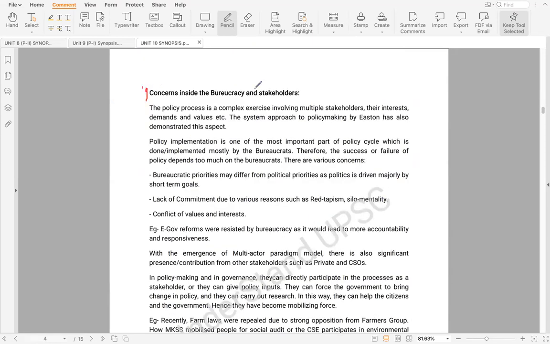Hitting on the second part of the thesis statement, which is the concerns inside the bureaucracy and the stakeholders. What are the concerns? The policy process is a complex exercise involving multiple stakeholders, their interests, demands and values. The systems approach to policy making by Easton also demonstrates this aspect. Policy implementation is one of the most important parts of the policy cycle, which is done by the bureaucracy. Therefore, the success or failure of policy depends very much on the bureaucrats. There are various concerns. Now talk about the concerns with regards to bureaucracy. So bureaucratic priorities may differ from political priorities. Again, the political priority would be short-term political gain.